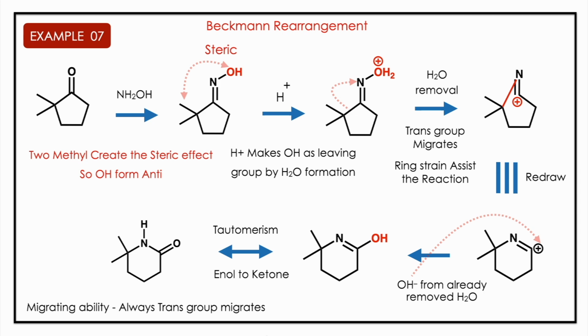The ring opens, you have a cation at the carbon. If you redraw nicely, the 5-member ring becomes a 6-member ring. You have a cation in the system. Then OH minus attacks the cation, which is from the water. It forms an alcohol. The alcohol is technically an enol. Through keto-enol tautomerism, it becomes a ketone, that is an amide there. The concept you have to learn here is that strain can also assist the reaction, promote the Beckmann rearrangement.